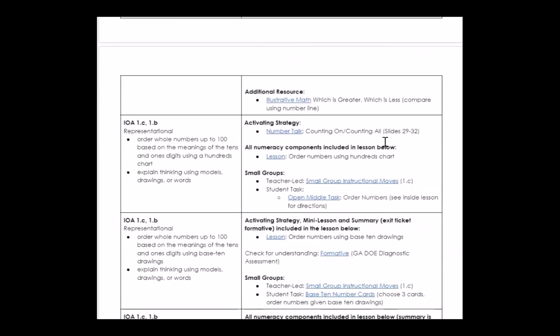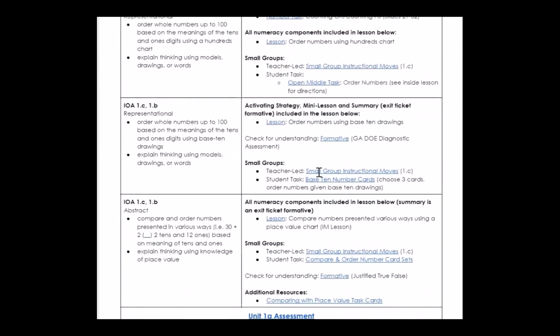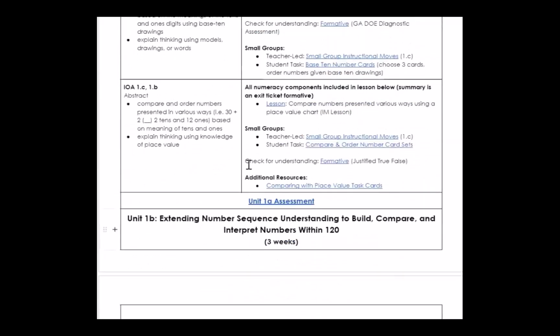So finally, our abstract day, we're going to do a little bit of that comparing maybe, or thinking about how numbers could be represented in different ways to compare or order. And that will bring us to our final day of the unit, where you will be able to take the Unit 1A assessment.